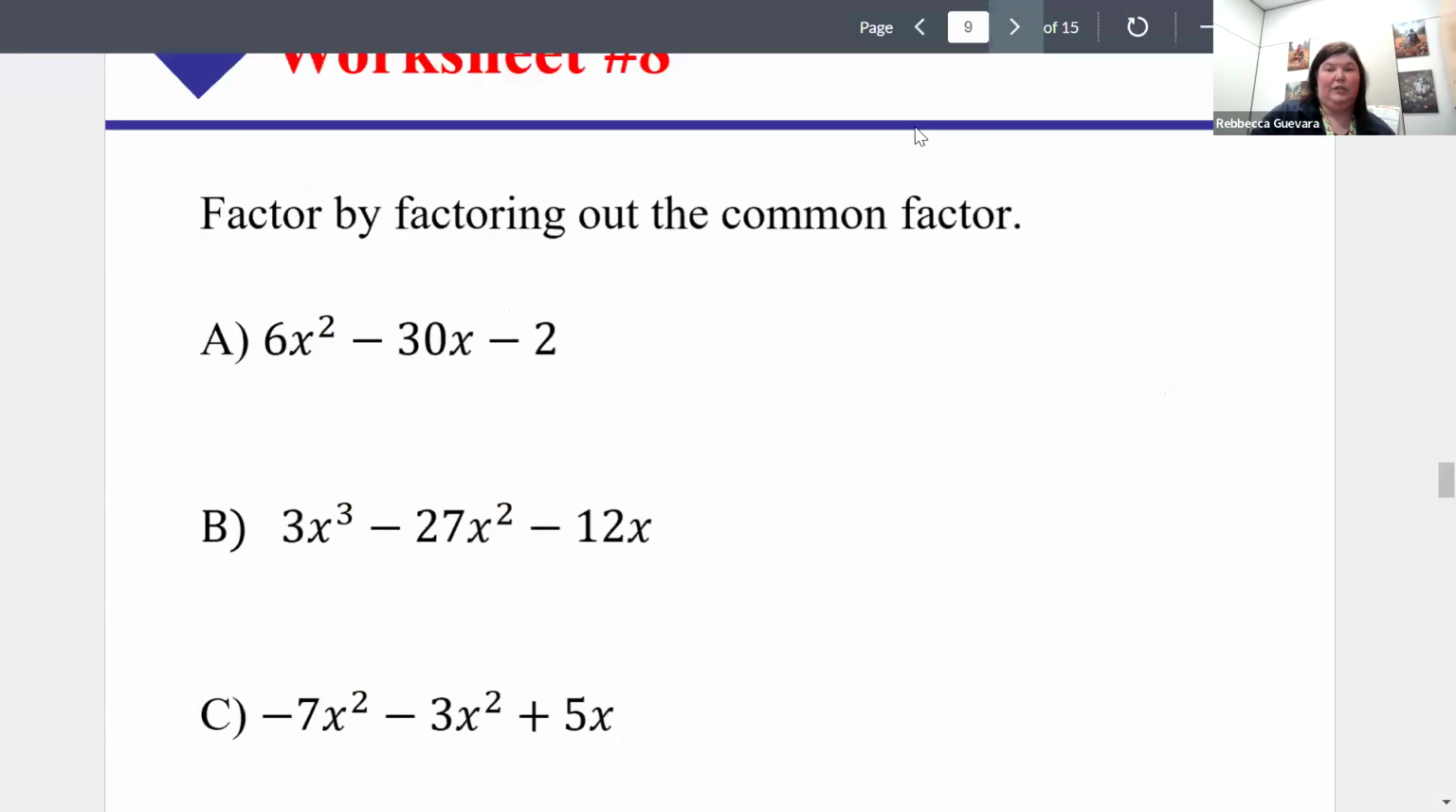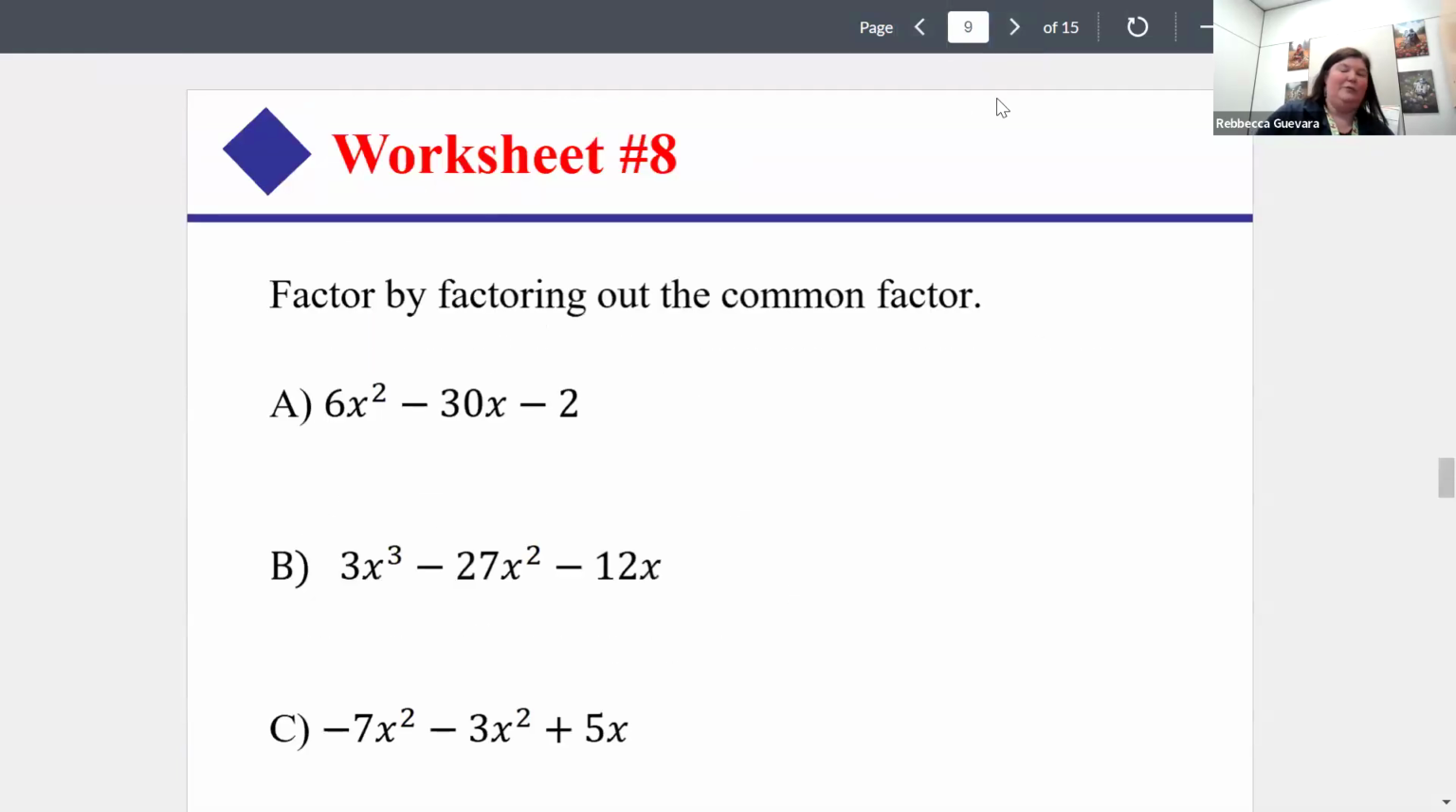Okay, so on your worksheet, let me rescale that. I wanted to give you another set on here, just 3 problems. All you want to do is try to factor out the greatest common factor. If you make a mistake, don't worry about it, because there are some common mistakes we make here, and I'm going to go back and talk about some of those.